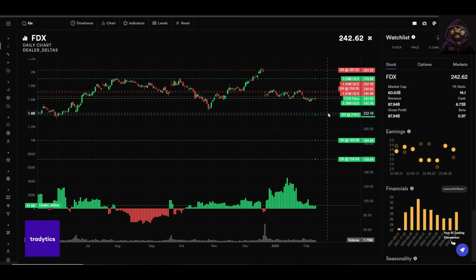FedEx is an interesting one to me. It's got a nice gamma support around 240-250. Price is just a little bit above it right now. If you go down just a little bit and take a look at the daily, around 235, there's some support there as well. If you just draw that line, you can see. So 235 would really be my entry point. I'm looking to long here.